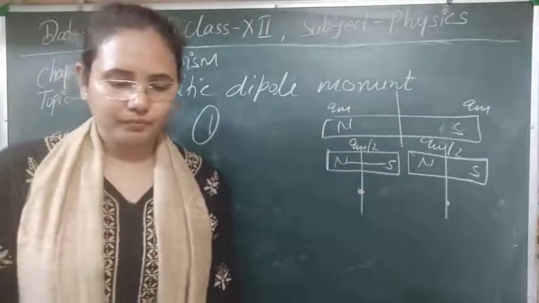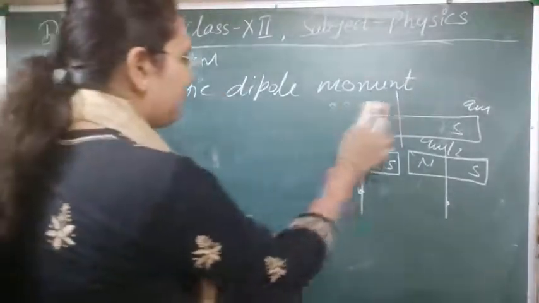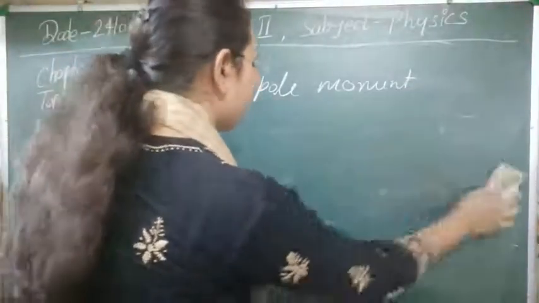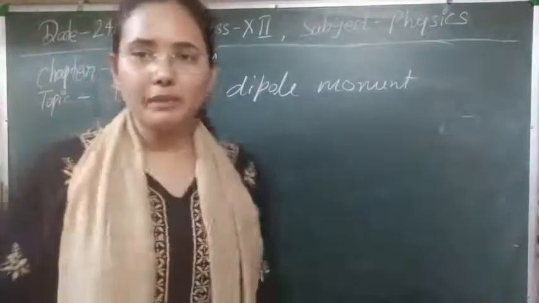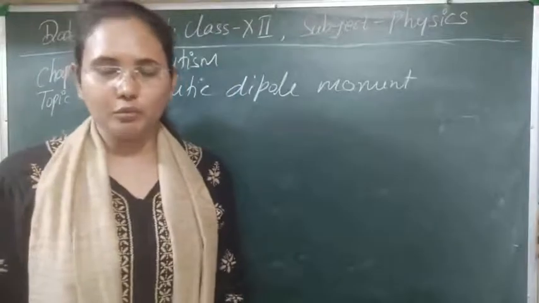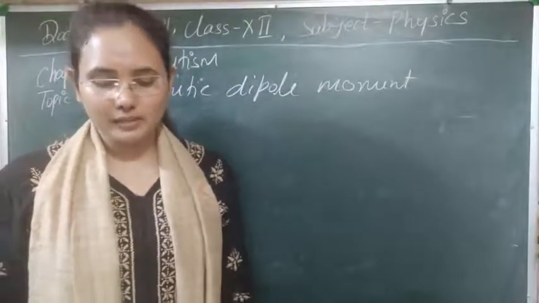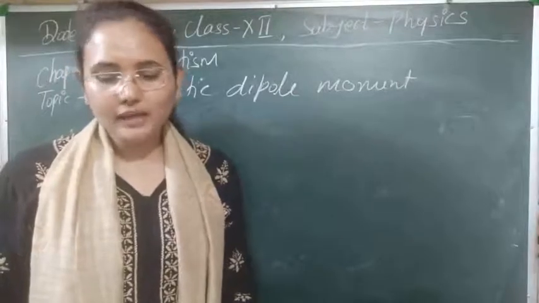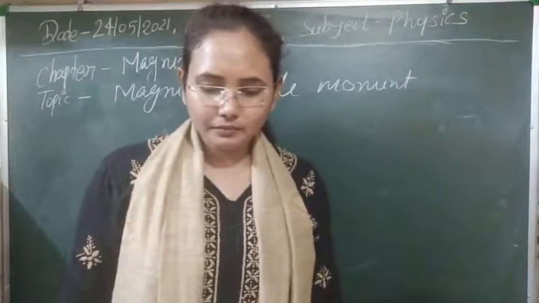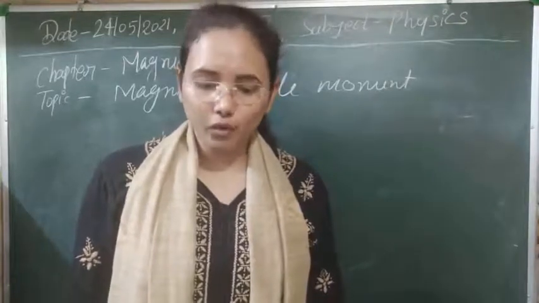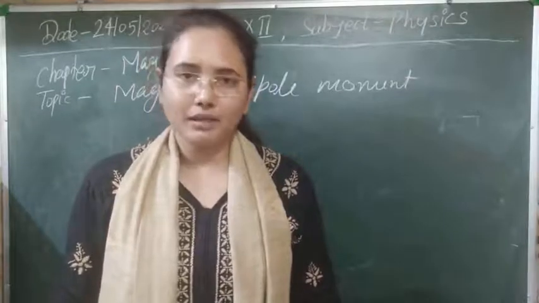Clear? Now, as I think the topic of the magnetic dipole and magnetic dipole moment is clear, let's see one numerical problem based on the magnetic dipole moment. The question is very easy, a 1 mark question. A magnetized steel wire 31.4 centimeter long has a pole strength of 0.2 ampere meter.